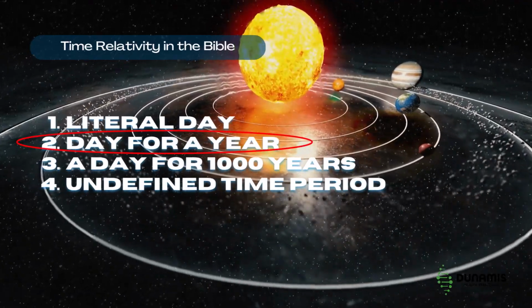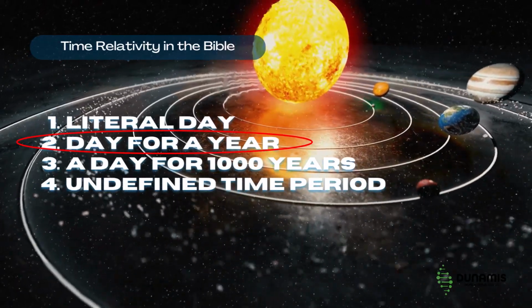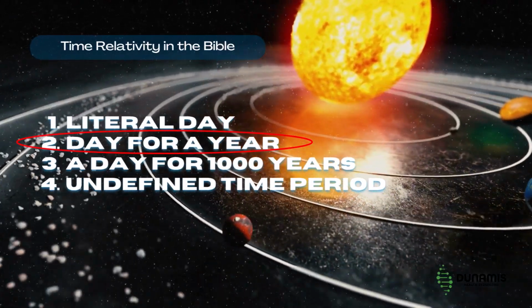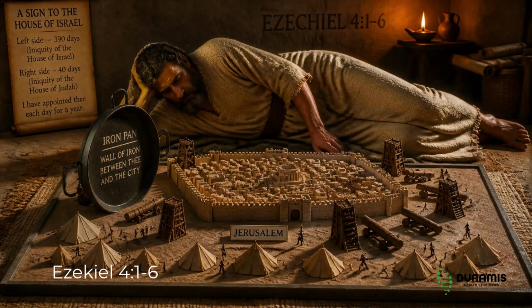The second perspective of time in the Bible is a day equaling a year. Israel had sinned against God, and as a result, the maker of heaven and earth called Ezekiel to be a living parable. This man of God was directed to lie on his side for a specific period of time, representing the judgment that would come upon Israel.